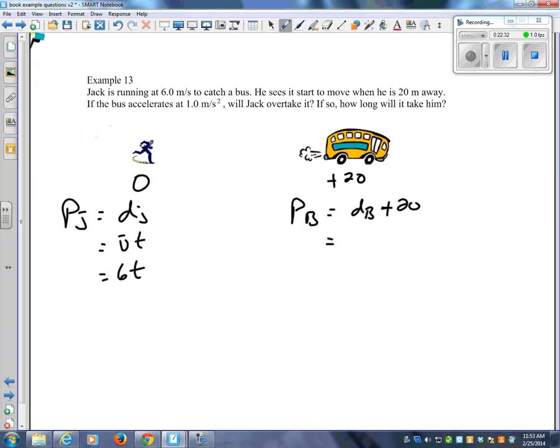The bus is the one that's accelerating. So d is going to be equal to v_i t plus 1/2 a t squared, and then plus the 20. Jack is running at 6 meters per second, constant. It's not an average, it's a constant. Initial velocity of the bus is 0, which is nice. The acceleration of the bus is 1. So I got 1/2 of 1, so it's just 0.5 t squared plus 20.